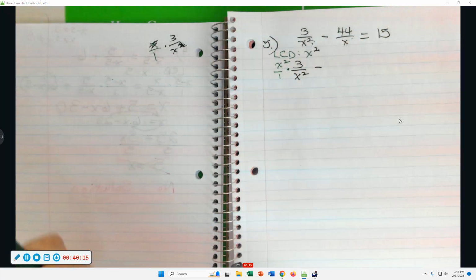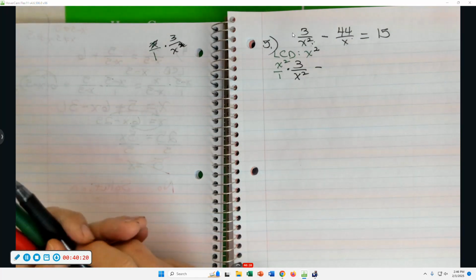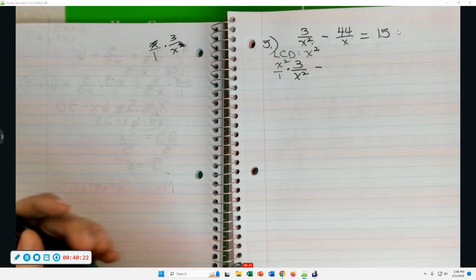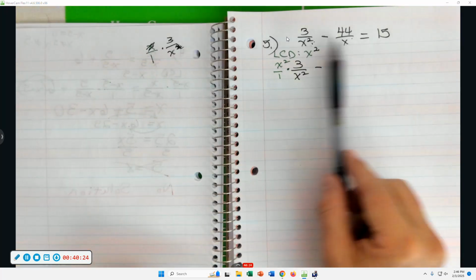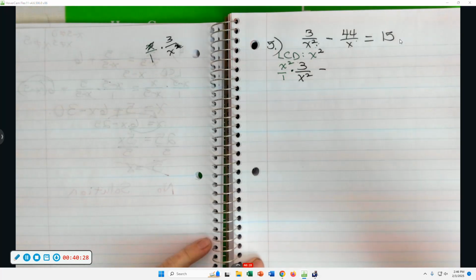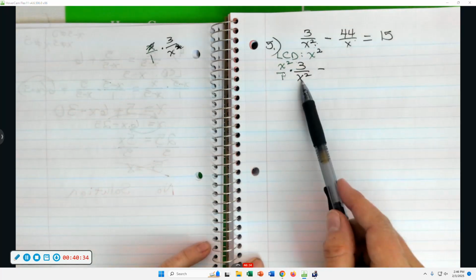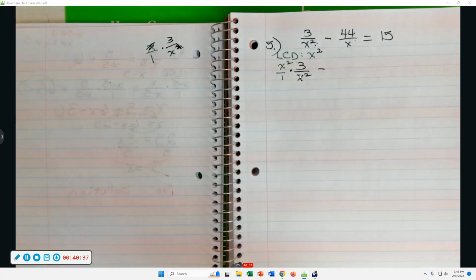Oh, that's fine. I did ask y'all, how many times are we going to have to multiply by x squared? How many distinct terms do we have? How many terms do we have on the left side of the equal sign? 2. How many on the right? 1. So that means we're going to have to multiply a total of how many times? 3 times.